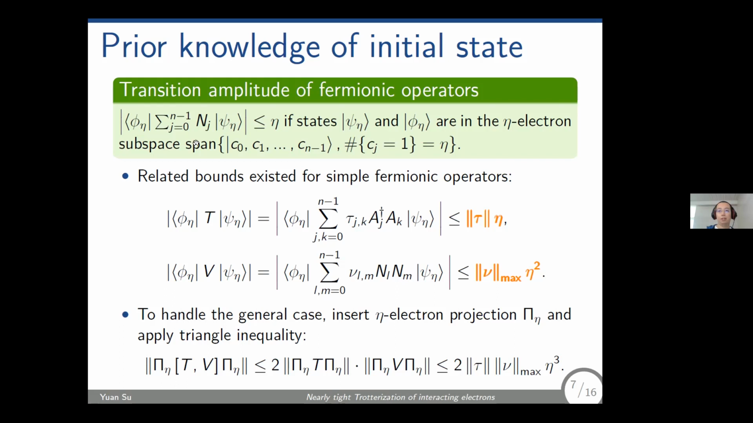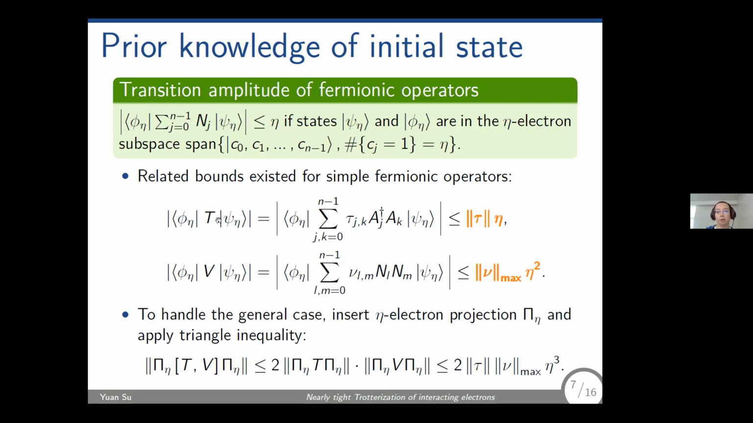Well, naively, if you look at this expression, you would think that this result will depend on n, because there are n objects summed up here. But actually, no, it only depends on eta, the number of electrons, because you have some initial state information that you can use. Okay, so we can try to generalize this kind of simple observation to some quadratic fermionic operator.